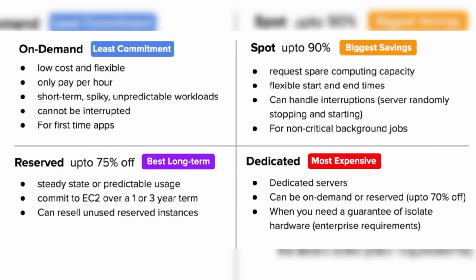Then we have dedicated host. So with a dedicated host, you can book an entire physical server and control instance placements by yourself. Then we have dedicated instances, so no other customer will share your hardware. Then the last, we have capacity reservations. So you reserve capacity in a specific availability zone for any duration that you want.